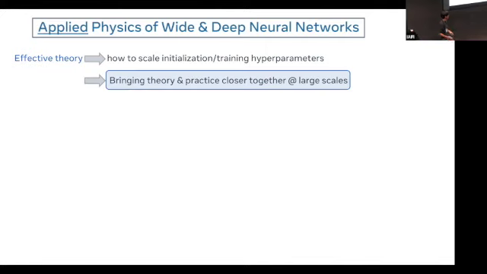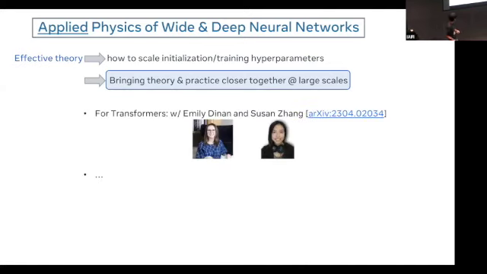And so hopefully by doing this, you can bring the theory and practice closer together at large scale. The particular work I'm going to present today is the one with Emily Dinan and Susan Zhang, as I mentioned. I'm going to just take transformers and apply this formalism and try to see how you should set up these hyperparameters. But the more global message is that given any network, I think this theory can be applied.